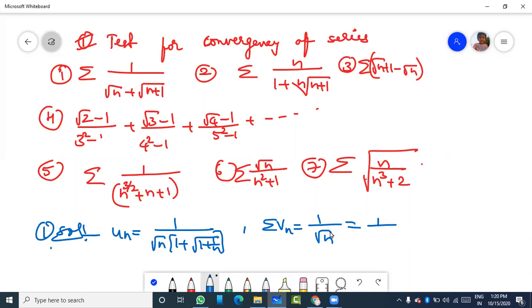But here you can check this Vn has power 1 by 2. From the p-test, 1 by 2 is less than 1. So it is divergent. Then by the comparison test, it has a limit value, then un is also divergent. Is it clear?